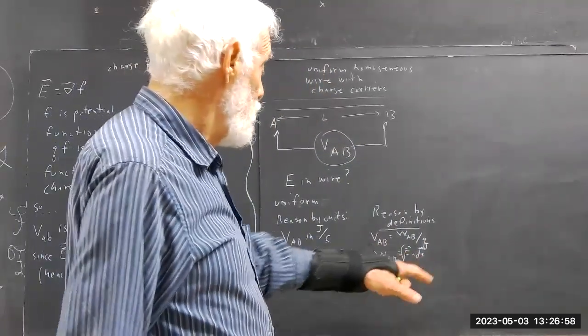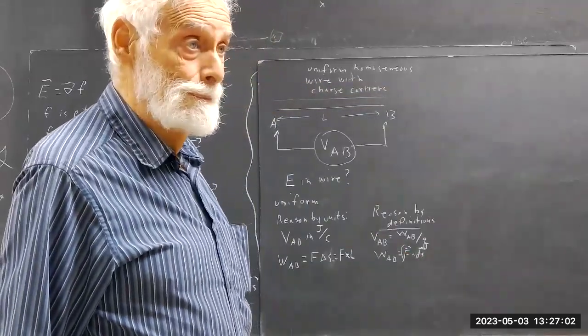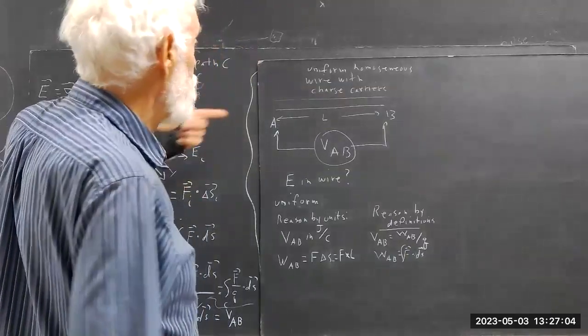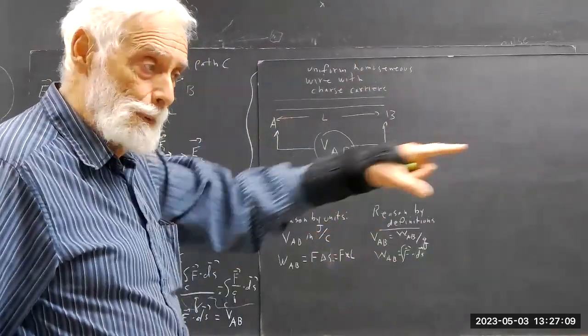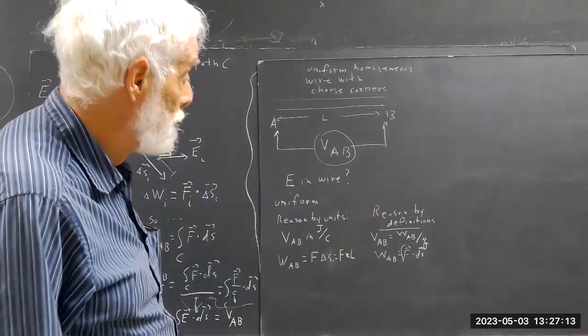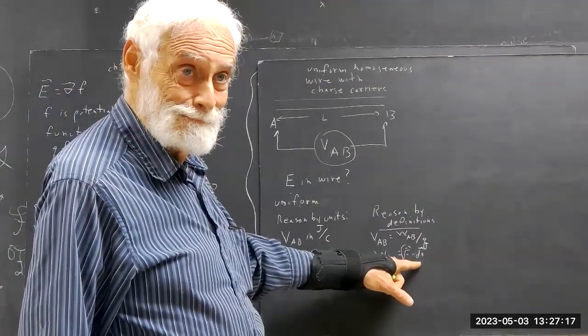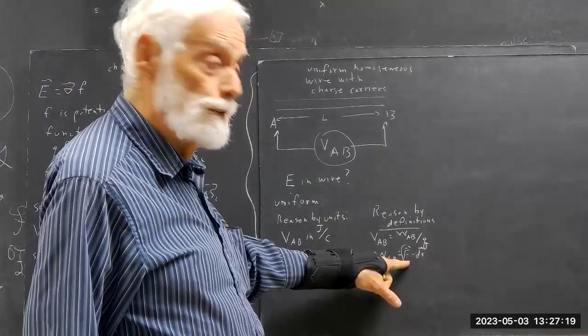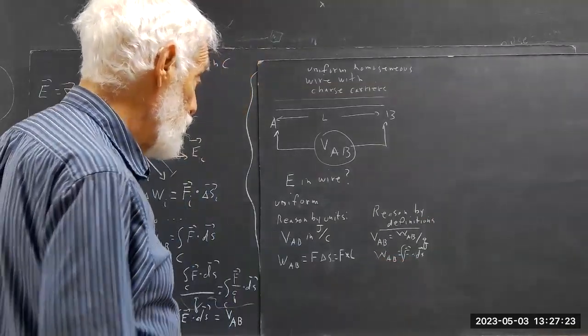But F and ds are in the same direction. The electric field has to be in the direction of the wire, this way or this way, depending on how your voltage works. So you don't really need the dot product, and you don't really need the integral, because it's going to be uniform. In this case, it's F delta X.